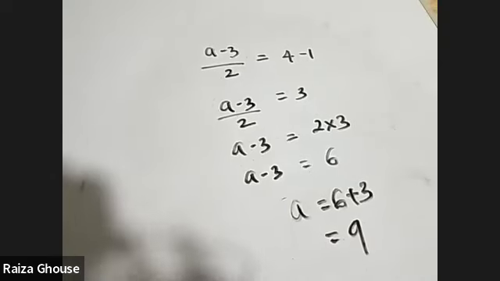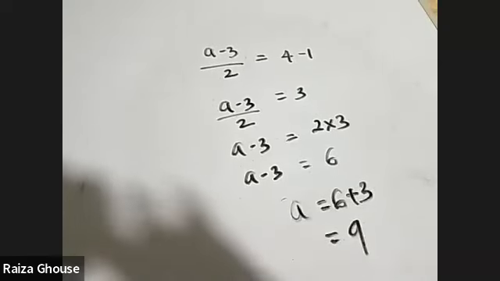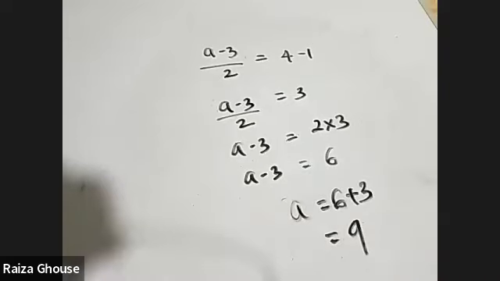Sabana, can you hear me? If you can hear me, your answer is correct. But A is equal to minus 9, not minus 9. It should be plus 9. And yeah, others. L part. I'll discuss the L part. Wait a sec. Give me 1 second.